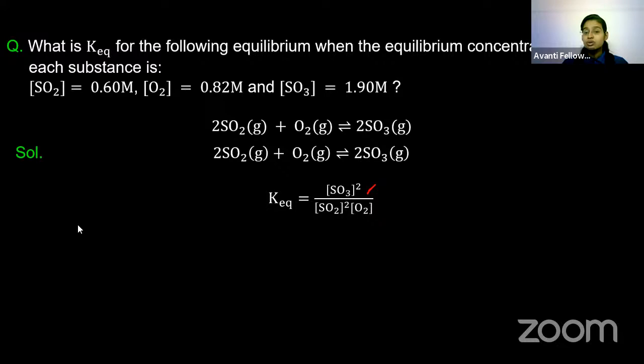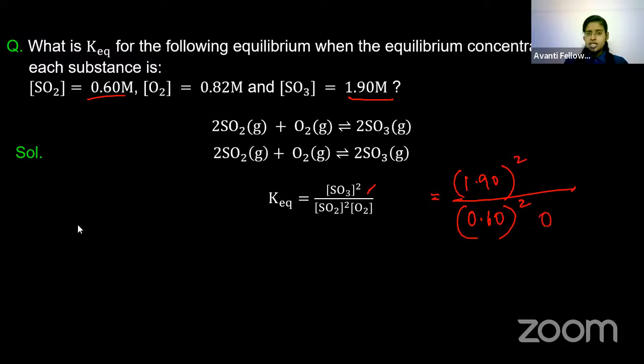So now what we have to do, this is the KEQ value. But we are asked to find the KEQ value in terms of numbers. So we need to substitute all the numbers given in the question. In case of SO3, the concentration is 1.90 molar. So substitute that: 1.90 the whole square divided by SO2, which is 0.60 the whole square, and O2 concentration is 0.82. So we have to substitute like this so that we get this step.